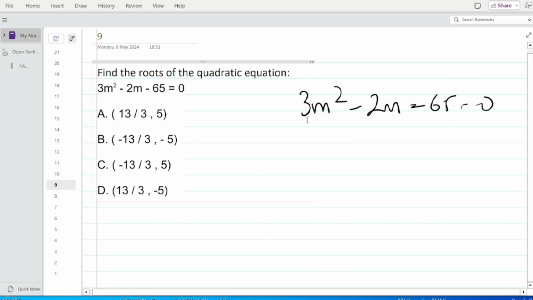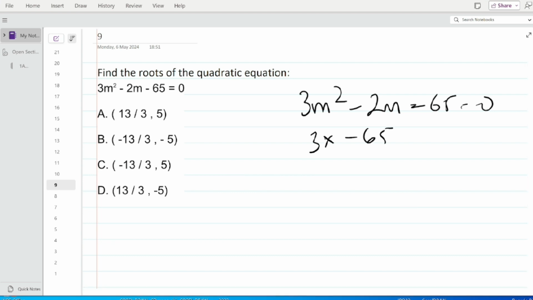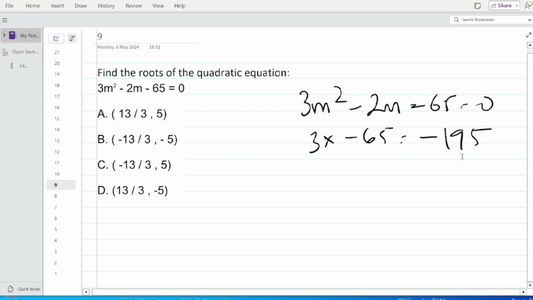We have to multiply it by the constant, which is minus 65, before we can solve. So we have 3 times minus 65, which gives us minus 195. We look for two numbers that will multiply to give us minus 195, yet when we add them, it gives us minus 2m. This minus 2m is telling us that the difference between the two numbers should be 2, yet the negative sign also tells us that the bigger number should own the negative, because when you add the two numbers together, we should get a negative 2.